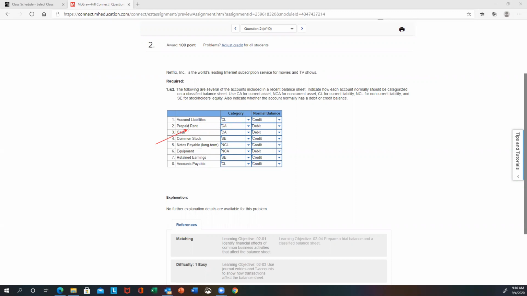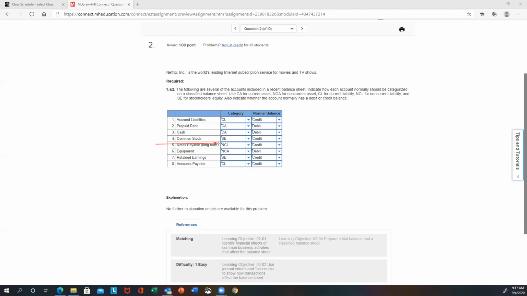Prepaid rent usually is a current asset, and because it's an asset, it has a debit balance. Usually the prepaids are mostly like prepaid rent or prepaid taxes or prepaid insurance. Usually those are going to be used within a year, so that's why those are current. Cash is always a current asset, debit balance. Common stock is equity, stockholders' equity, credit balance.